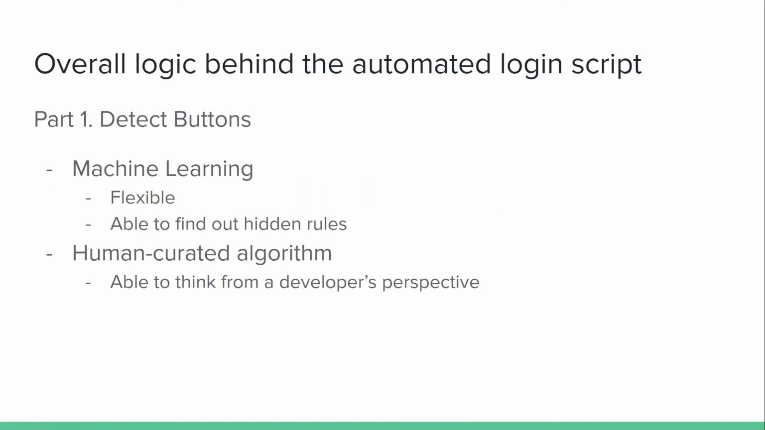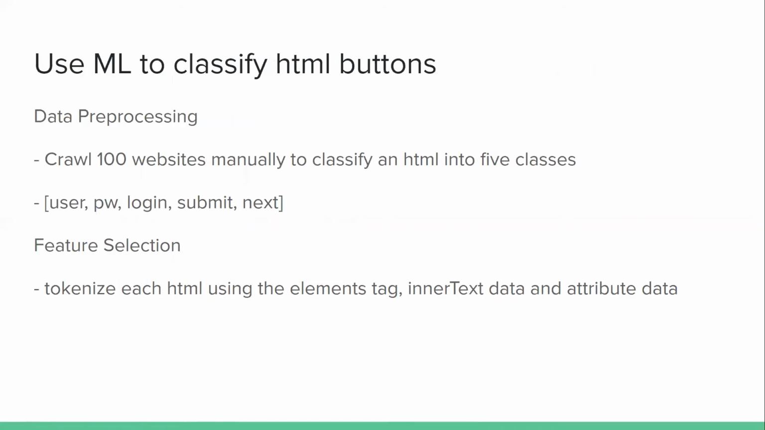There are 2 methods that we used: the machine learning approach and the human-curated algorithm approach. The machine learning approach is flexible because we can switch models and improve the models as we go on. We were also able to find hidden rules, for example, which strings or which set of words were most used in a certain button. For example, the password field had the words password and PWD mostly used in the HTML code. Another method that we employed was a human-created algorithm, because we were able to think from a developer's perspective on logging in. Let me get into more detail on how we use machine learning to classify the HTML buttons.